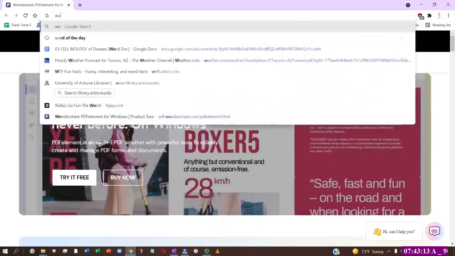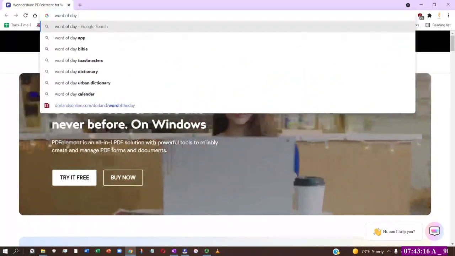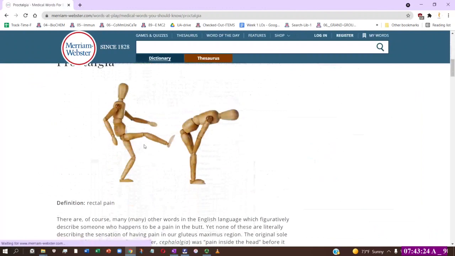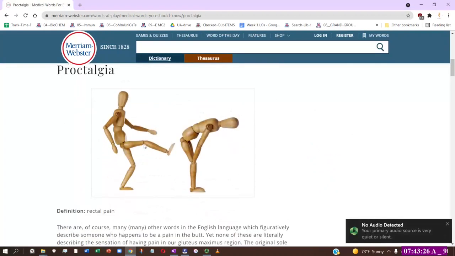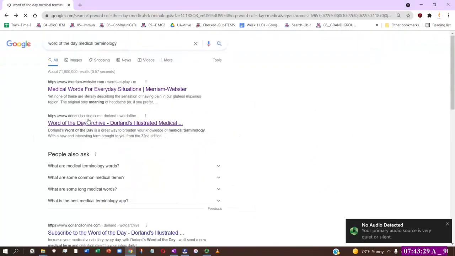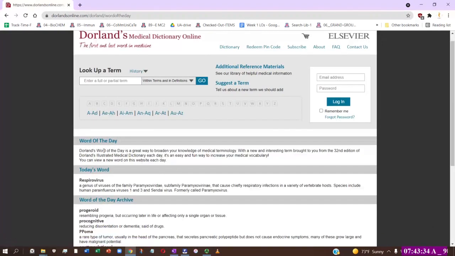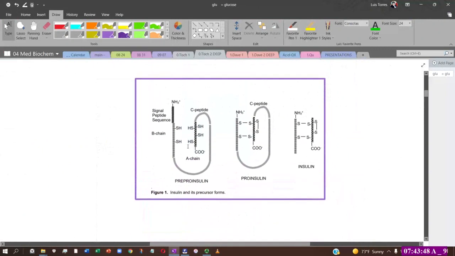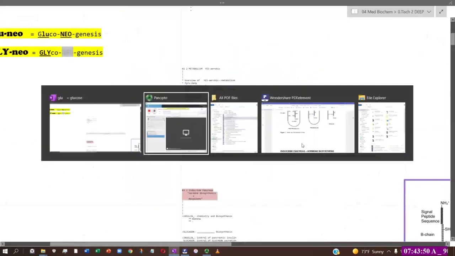So let's see, word of the day, medical terminology. Here we go, Dorland's online. So, word of the day, respirovirus, a genus of viruses of this specific family, respiratory infections. Cool. That's pretty straightforward.